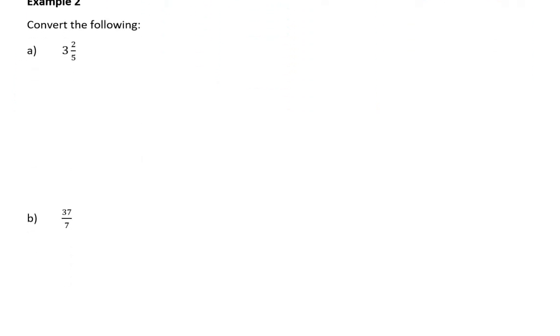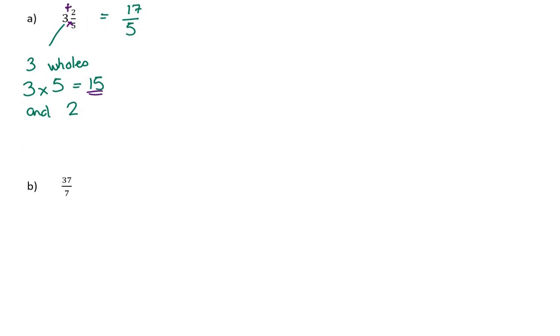So convert the following: 3 and 2/5. Well, that means you have 3 wholes. If each of these wholes was divided into 5 pieces, that means you'd have 3 sets of 5, which would be 15. And you have 2 leftovers. So that means I would have 17 over 5. What was the shortcut again? The shortcut was just saying 3 times 5, which is our 15. Add our 2 extras, which is our 17.